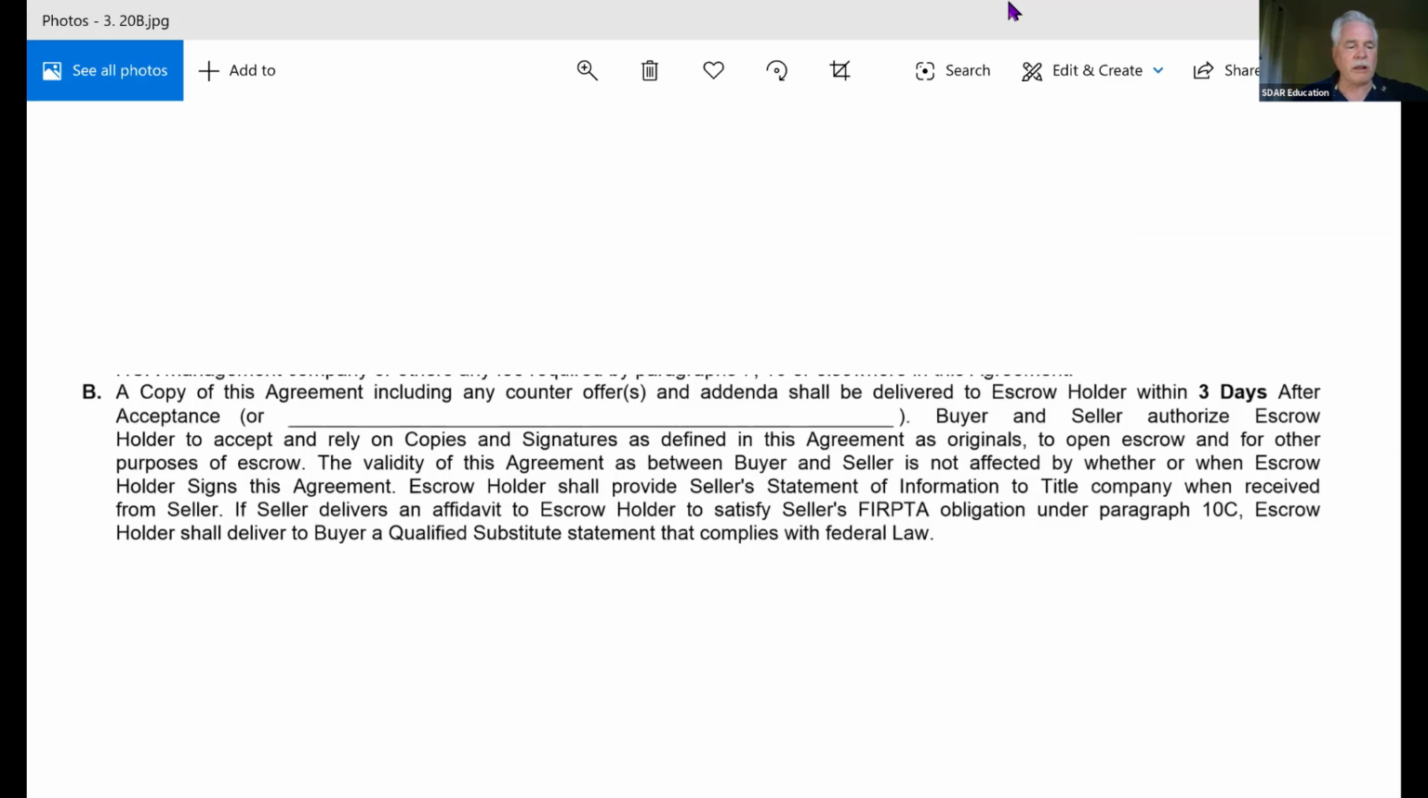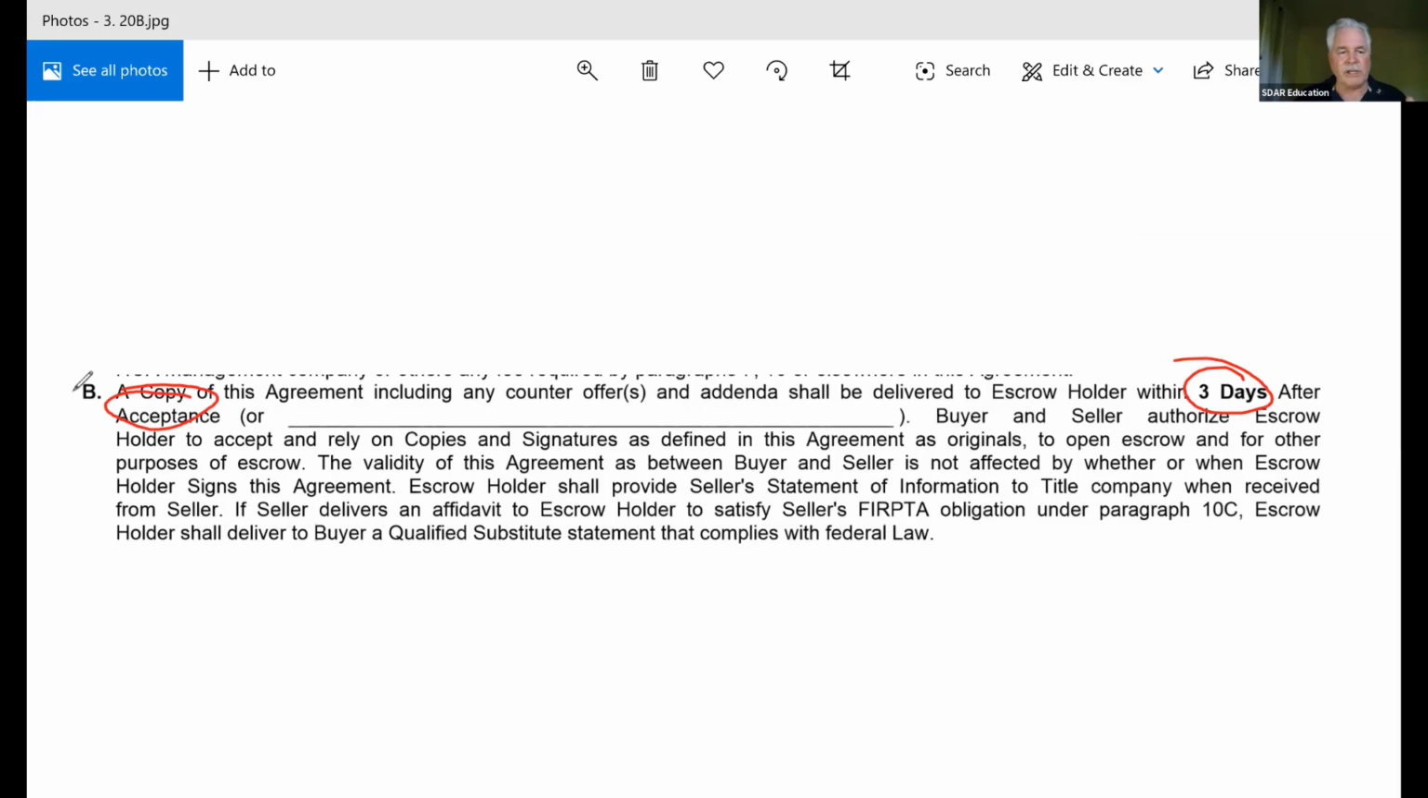Okay, so let's talk about a copy of this agreement. Back to my annotator: a copy of this agreement, including any counteroffer and addenda. So this document, which is the RPA, shall be delivered to escrow within how much time? 3 days after acceptance. Remember, that's why acceptance is so important.